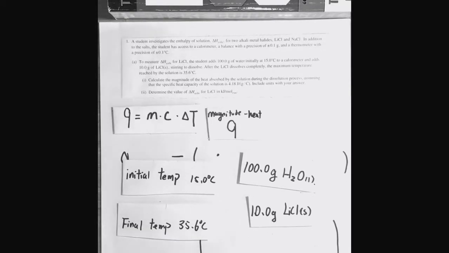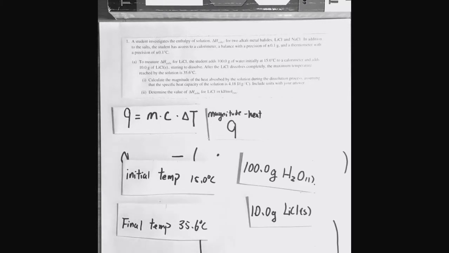So after we read, we get magnitude of heat. That's what we want, which is Q. That's what the question is asking for. So after that, we can get an equation, which is Q equals mc delta T. After reading the instruction, we have 100 grams of water, we have 10 grams of LiCl, and we have temperature, which is initial temperature at 15 and final temperature at 35.6. So C, as a given, is 4.18.